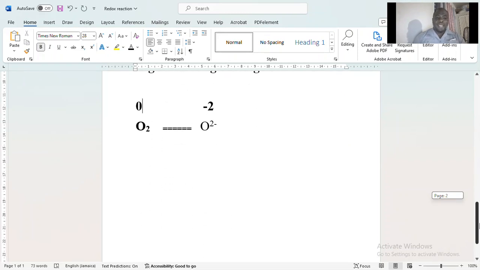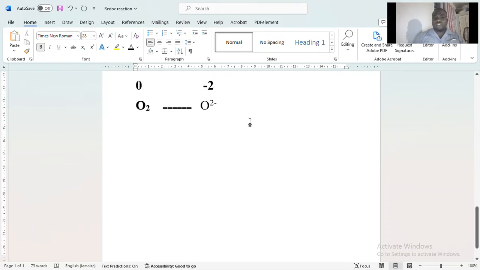Now, in chemistry, in Jamaican terms, overseas they may use a different term, but we are familiar with this jargon: oil rig. So we note that oxidation is loss of electrons, right? Yes, sir.